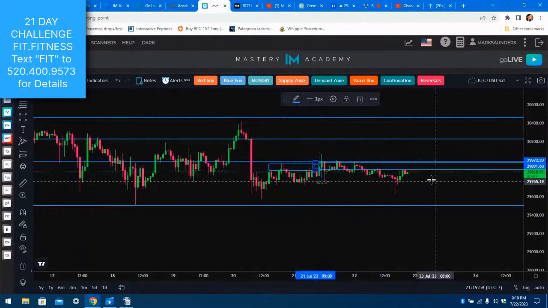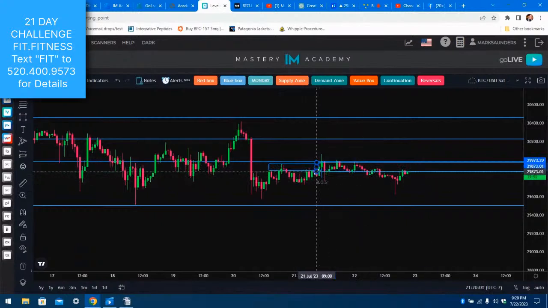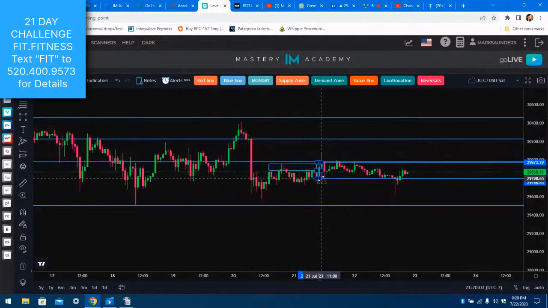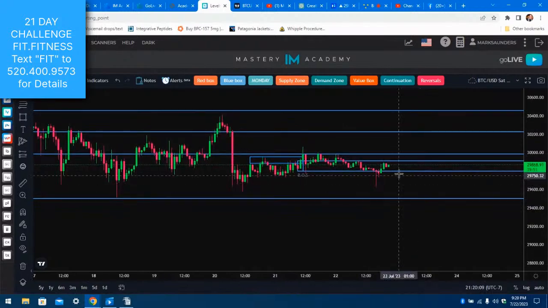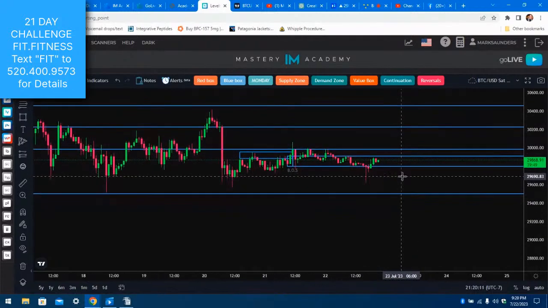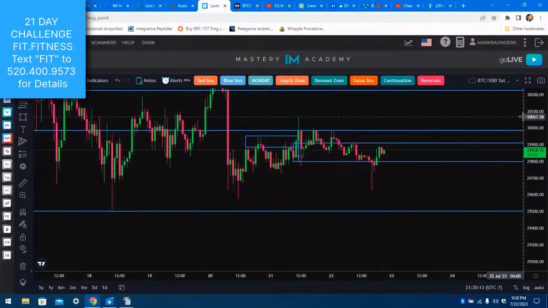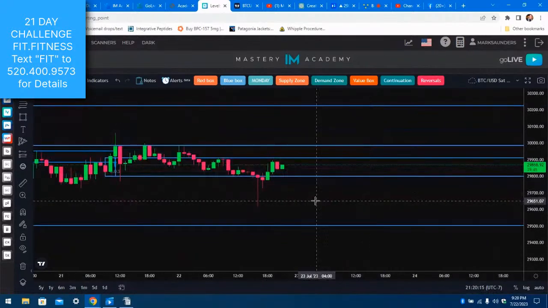Right around here. This is really what I'm watching out for right here. So I'm really watching this zone right here on the 1 hour. So we'll see what happens. So this is kind of where we left off.